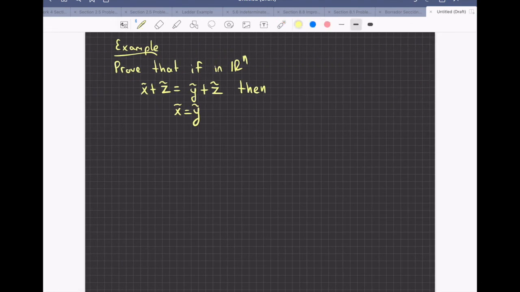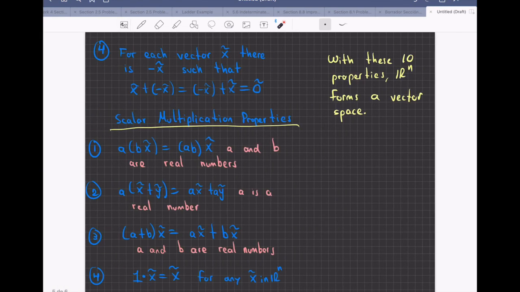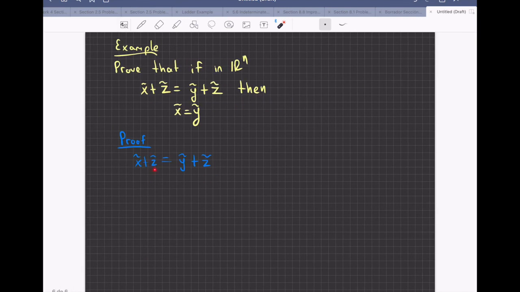Notice, proof. We start with x plus c equal to y plus c. And pay attention to what you want to prove. We want to prove that x equals y. So maybe we need to find a way to cancel the c. And remember, these are not real numbers. These are vectors. We're working with Rn. So what property can I use out of the 10 properties that I have to cancel the c?